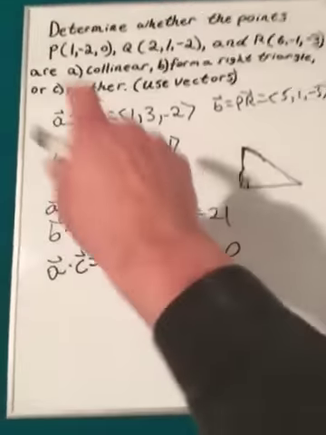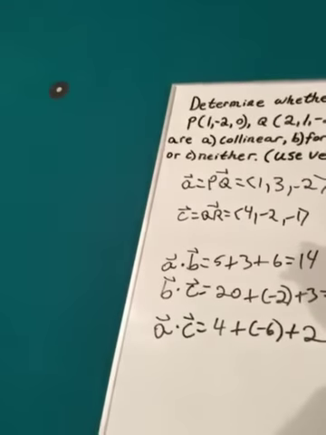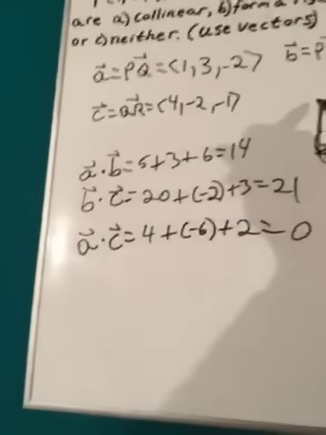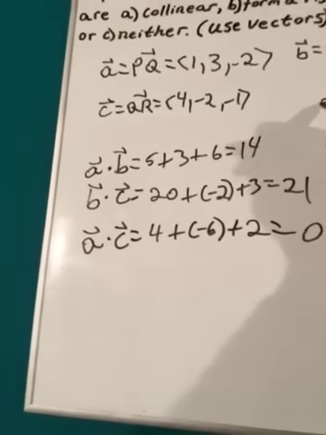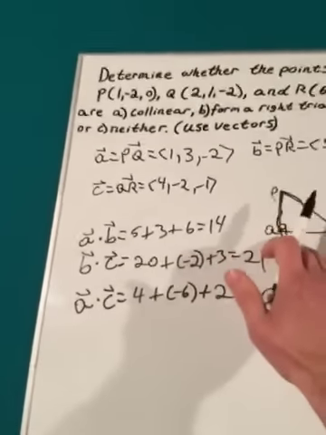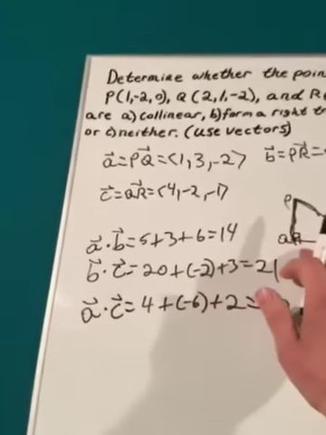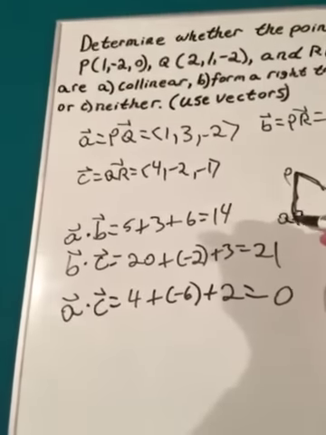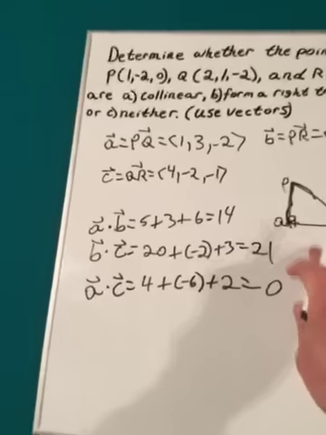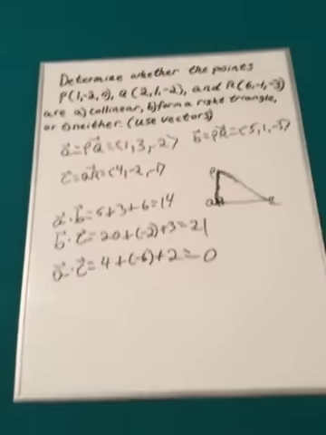That means that those two vectors are perpendicular to each other. Right now, I'm not sure what points these are, this could be P, Q, and R, but 2 of the vectors are perpendicular. That means they form a right angle, right? They meet at a 90-degree angle. So therefore, yes, these points form a right triangle.